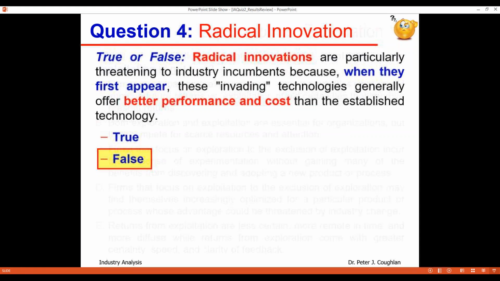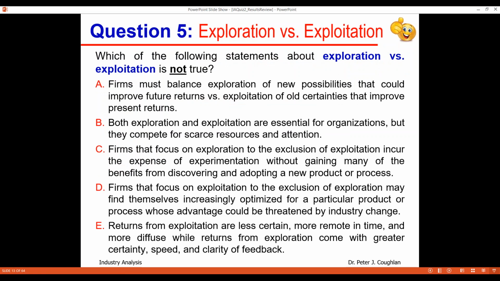All right. Question 5: exploration versus exploitation. Okay, so 85% of you got this one right. There's a lot of words here, so bear with me as I read this with my hoarse voice. Which of the following statements about exploration versus exploitation is not true?